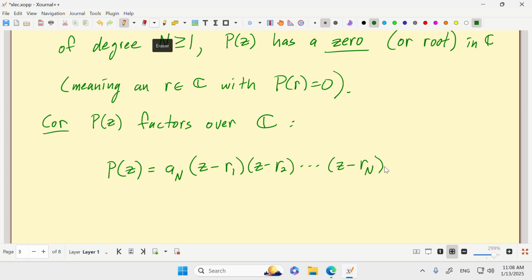That's all they are. They look like that. Of course, those r's can repeat. So those rn's are complex numbers, and it's important to realize the rn's can repeat.